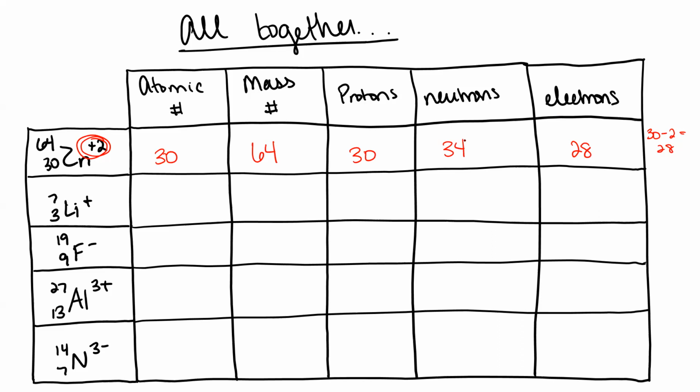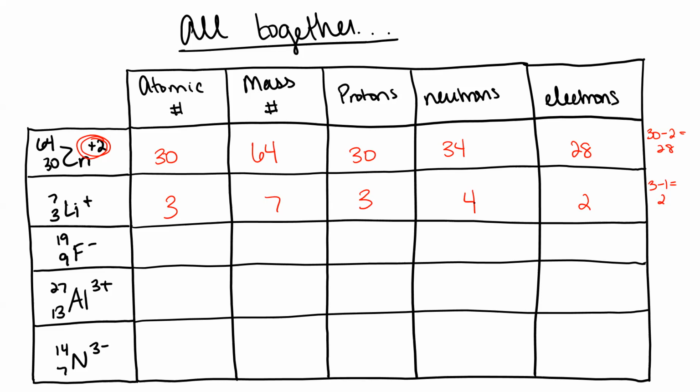Moving on. Now we have lithium plus. So we know the atomic number and the mass number yet again. So we put a 7 in mass number, a 3 for the atomic number, and we have 3 protons. Going by this again, we're going to take our atomic number, subtract off the charge number, and this gives us 2. So we have 2 electrons, and we do the mass number minus the atomic number, 7 minus 3. This gives us 4 neutrons.